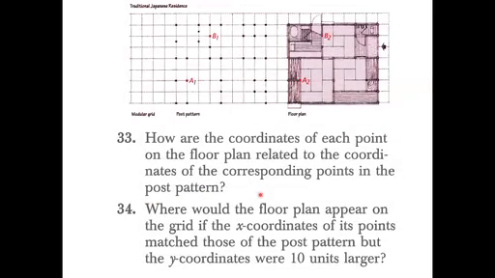And then get you to think about it. How are the coordinates of each point on the floor plan related to the coordinates of the corresponding parts in the post pattern? So how are these points, A2 and B2, related to A1 and B1? Where would the floor plan appear on the grid if the x-coordinates of its points matched those of the post pattern, but the y-coordinates were 10 units larger? What would happen? Where would this floor plan be?